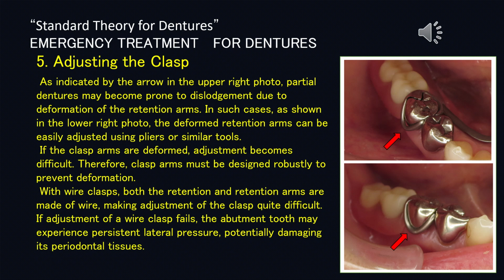Therefore, clasp arms must be designed robustly to prevent deformation. With wire clasps, both the retention and retention arms are made of wire, making adjustment of the clasp quite difficult. If adjustment of a wire clasp fails, the abutment tooth may experience persistent lateral pressure, potentially damaging its periodontal tissues.